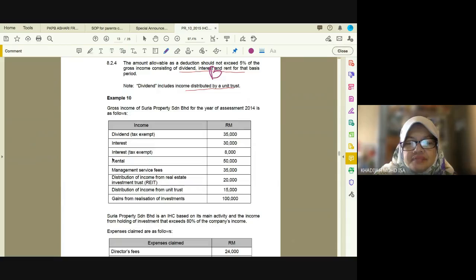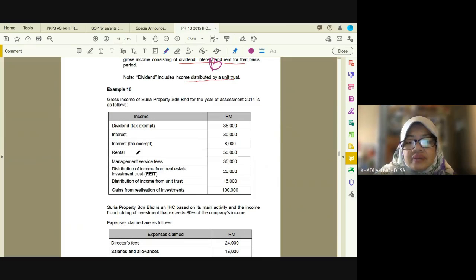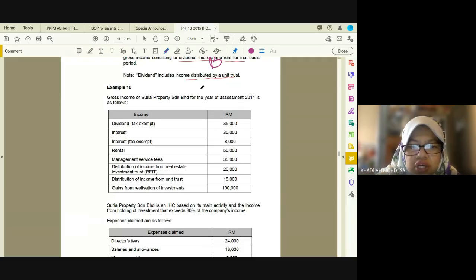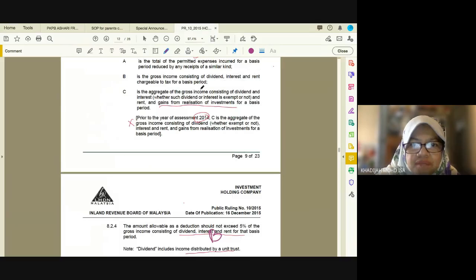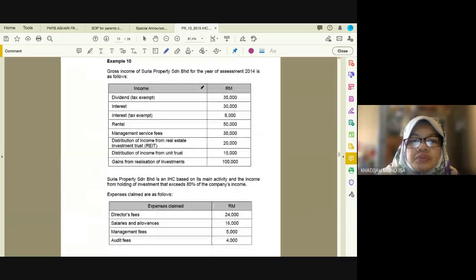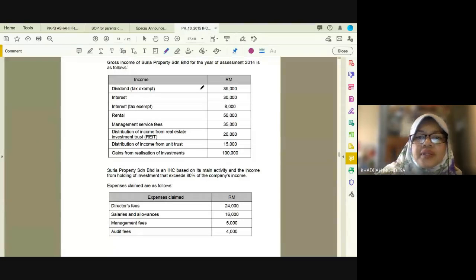Dividend exempted 35,000, interest 30,000, another interest which is tax exempt 8,000, rental 50,000, management service fees 35,000, distribution of income from real estate investment trust, and distribution of income from unit trust. So these distributions of unit trust will be part of B. Then gains from realization of investment, what does that become? Part of C. If you look at this, you have to decide from here what is B and what is C. So here you have the B and you have the C.